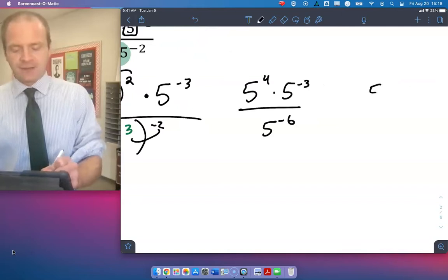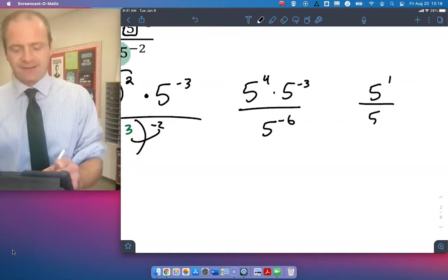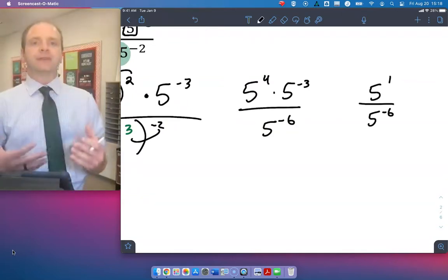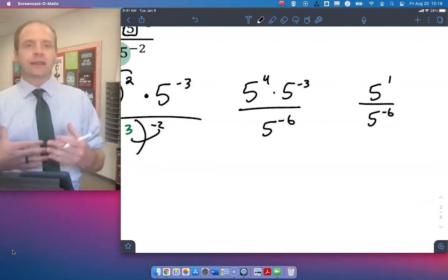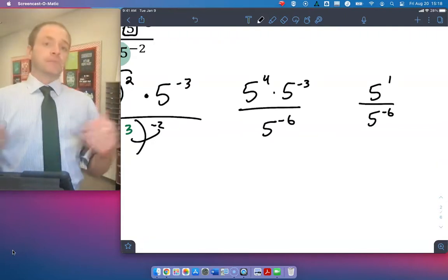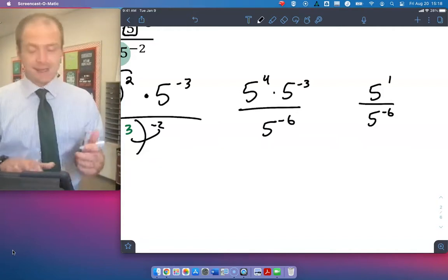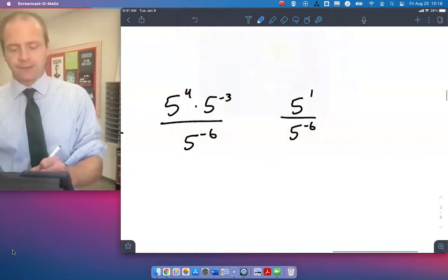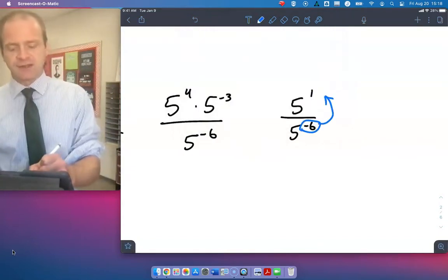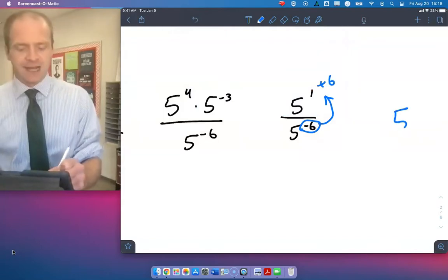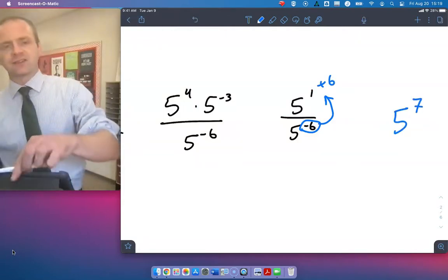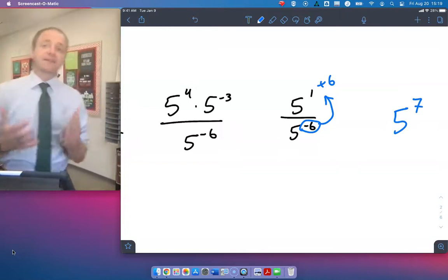That'd be 5 to the 1st, over 5 to the negative 6th, which means I'm dealing with the negative exponent. It's on the wrong side. Remember my shortcut? Take the smaller one, move it to the other side by doing the opposite. I'm not going to do any mental calculations there. I'm just going to say the answer is 5 to the 7th.